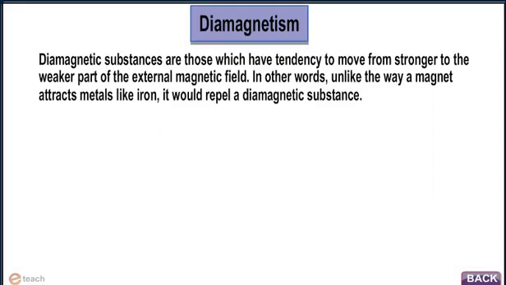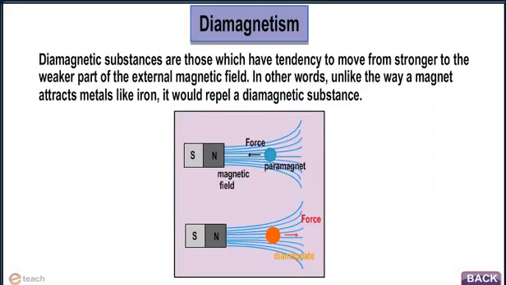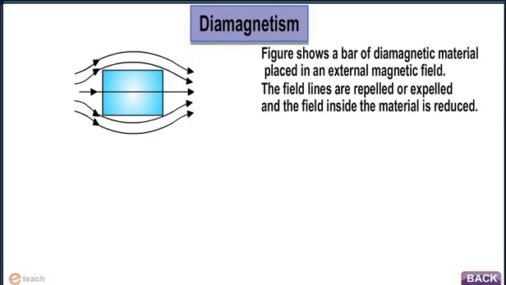Diamagnetism. Diamagnetic substances are those which have the tendency to move from stronger to the weaker part of the external magnetic field. In other words, unlike the way a magnet attracts metals like iron, it would repel a diamagnetic substance. Figure shows a bar of diamagnetic material placed in an external magnetic field. The field lines are repelled or expelled and the field inside the material is reduced.